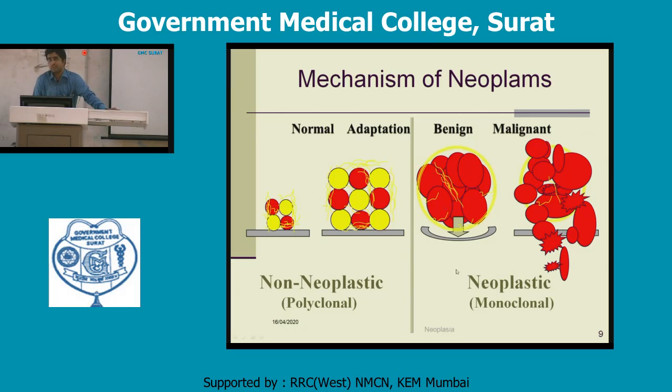Here in neoplastic, it is monoclonal proliferation. One of the clones may proliferate. In benign conditions, it is well circumscribed and non-invasive. It remains localized to that tissue. In case of malignant lesions, they invade as well as metastasize. So here we can see that it breaks the basement membrane and invades the underlying tissue.